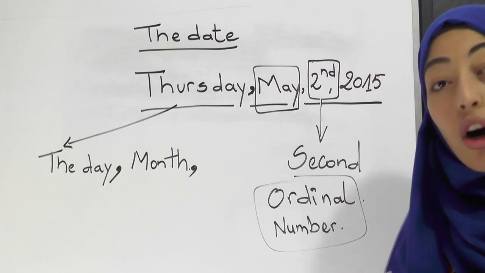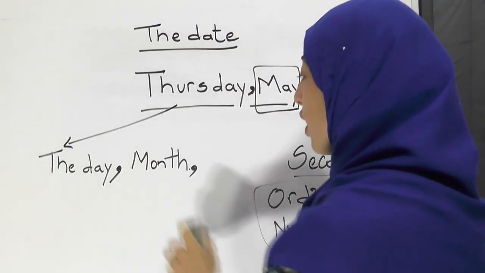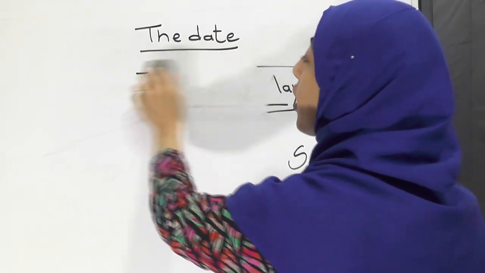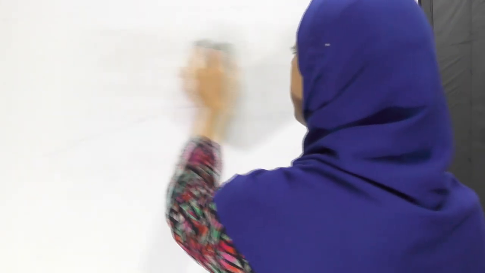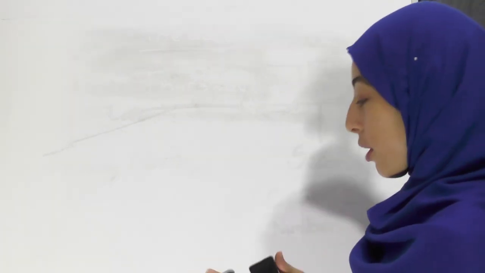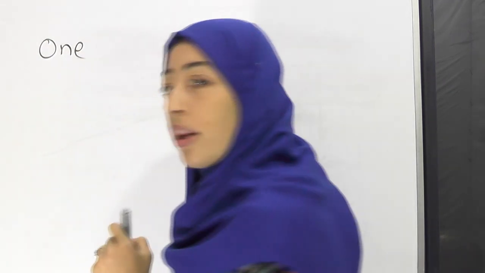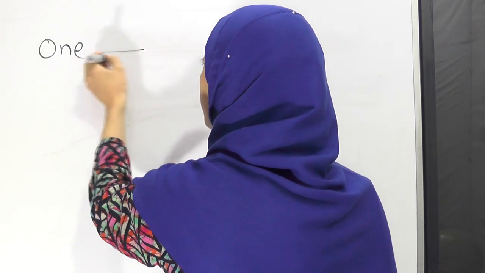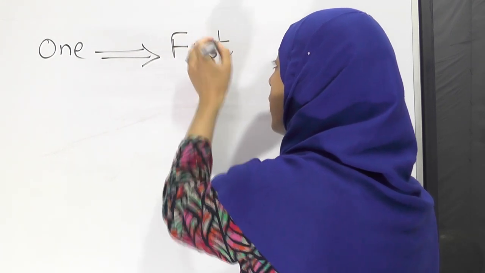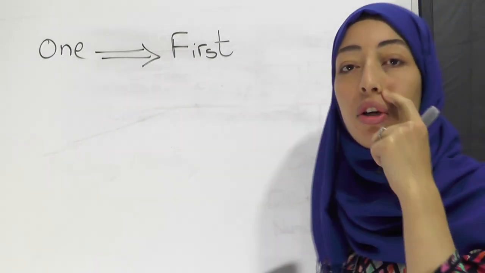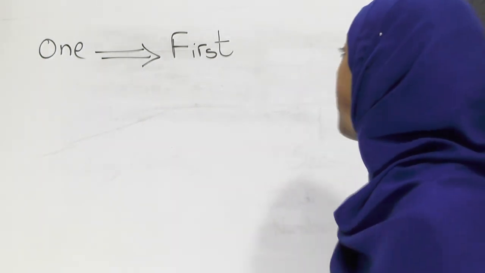Now we will take the ordinal numbers in order to understand better. Okay? You have to take the ordinal numbers. Then we get back to the date. So, if we are talking about the ordinal numbers, the number 1 becomes first. An ordinal number designs a position in a sequence. Imagine we have a race.